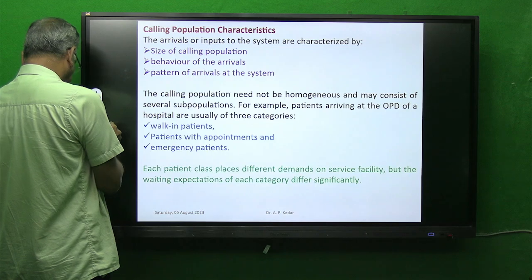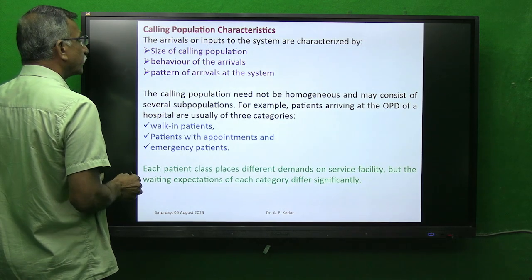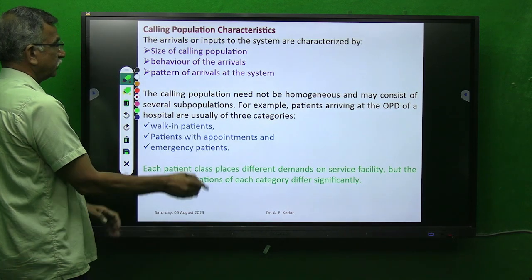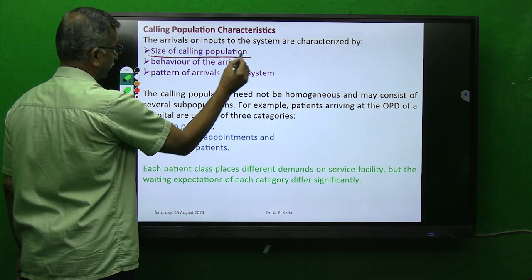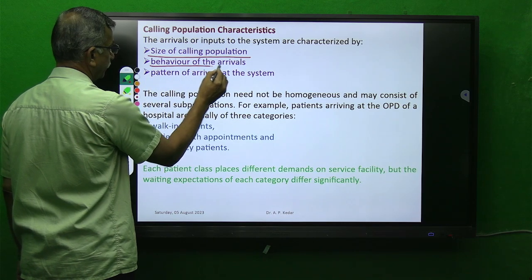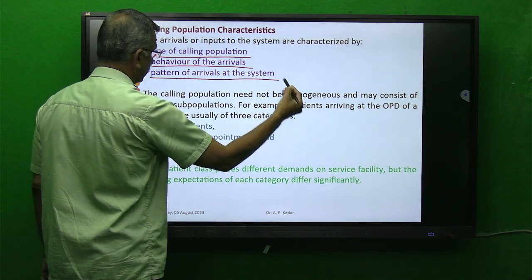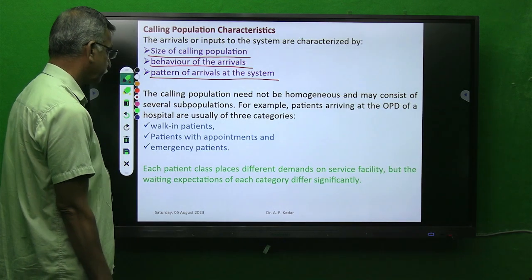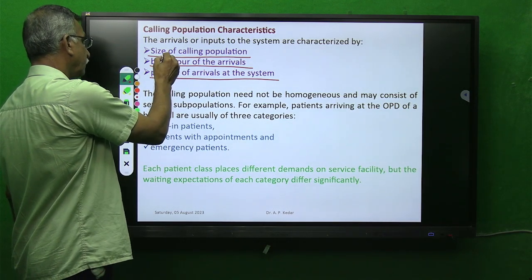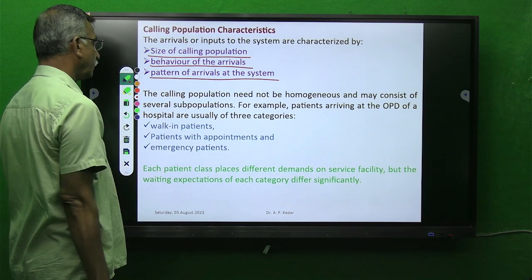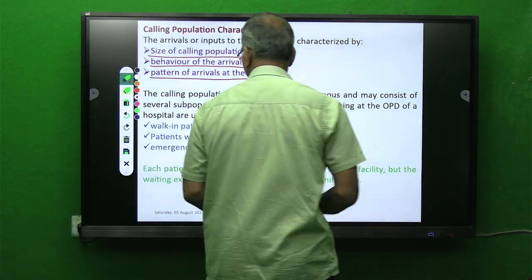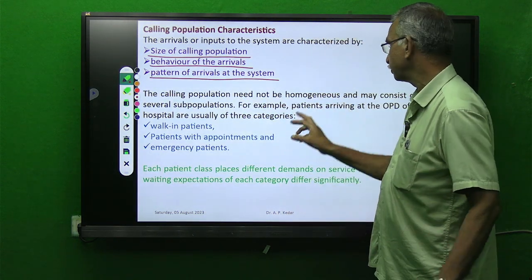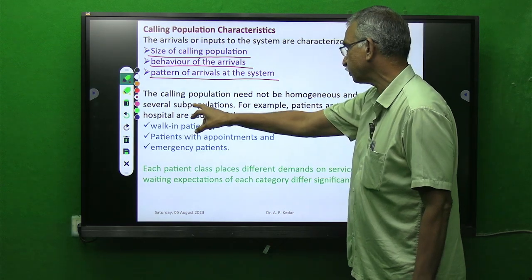See here, calling population characteristics takes care of these three parameters: size of calling population, behavior of the arrival, and pattern of arrivals at the system. Now, under size of calling population, what do you mean by calling population? The calling population need not be homogeneous. You never know. And it consists of several subpopulations.